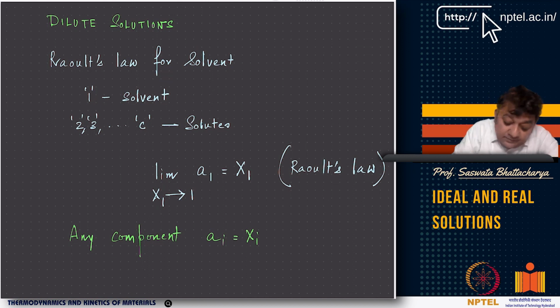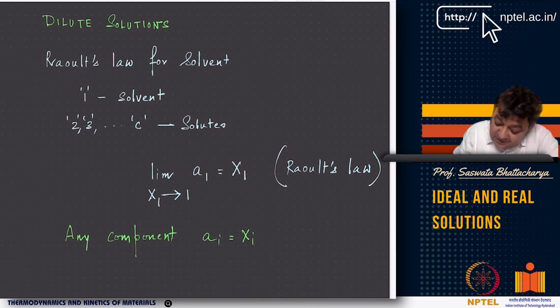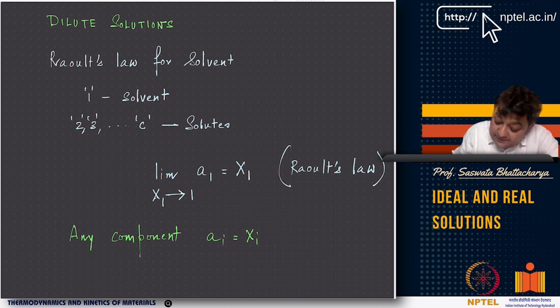So then Raoult's law states A1, that's the activity of 1, is equal to x1. That means when x1 tends to 1, it becomes pure solvent. For a pure solvent, the activity of 1 is the same as the mole fraction, right? That's what Raoult's law tells.